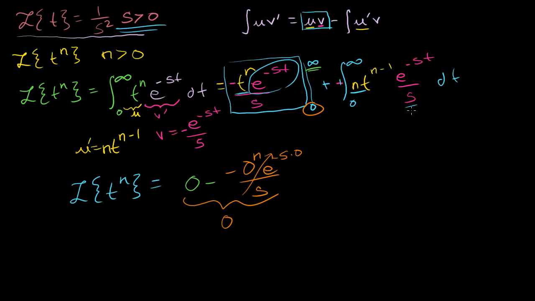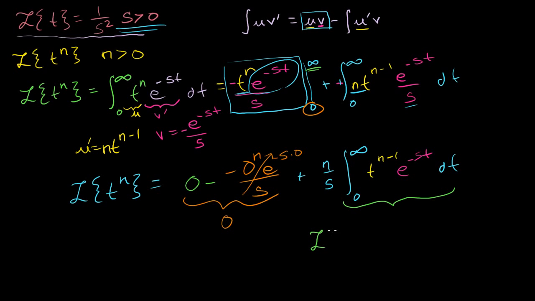This n and this s are constant. They're constant with respect to t. So you have plus n over s times the integral from 0 to infinity of t to the n minus 1 times e to the minus st dt. Now, this should look reasonably familiar to you. What's the definition of the Laplace transform?